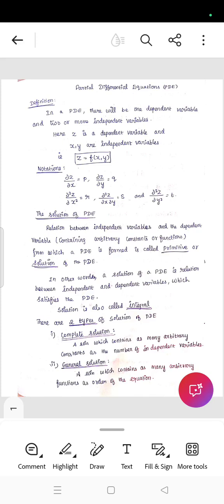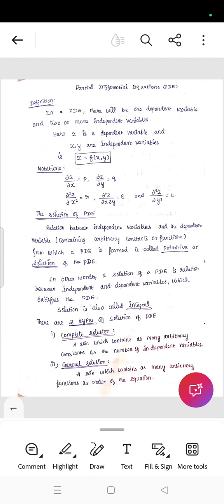Hello everyone. Today we are going to see the continuation of the last lecture, that is type 2 problems, which we are going to solve. So we know that a partial differential equation is one where there are two or more independent variables and one dependent variable. And we have seen three different types of solution.